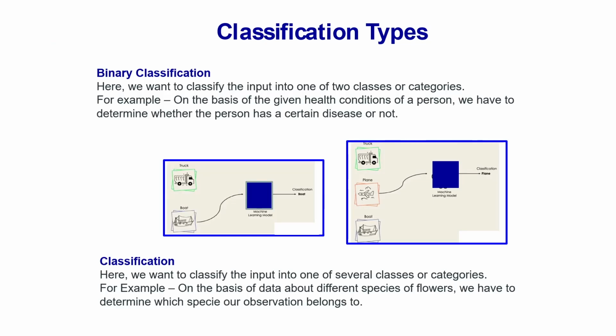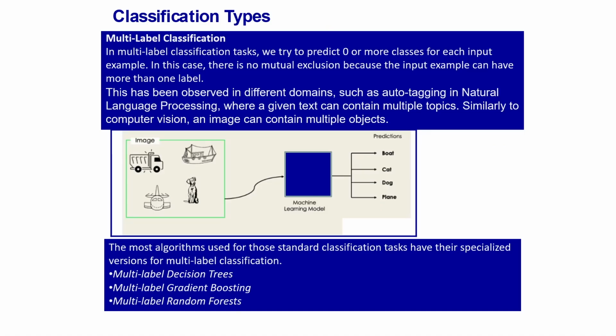So, classifications, as I told you, can be binary classifications, 0 or 1. Like on the basis of health conditions, we can differentiate whether a person has a disease or not. Or classification can also be multi-level classification. Here we try to predict 0 or more classes for each variable. That is what they call multiple classification. There is no mutual exclusion, because an input example can have more than one label.